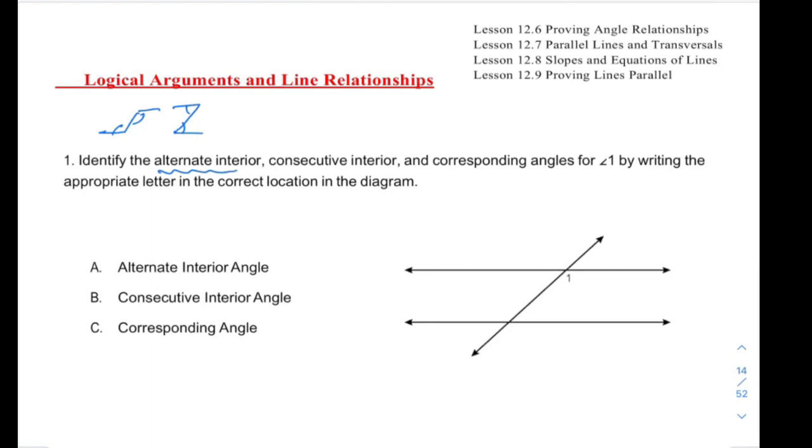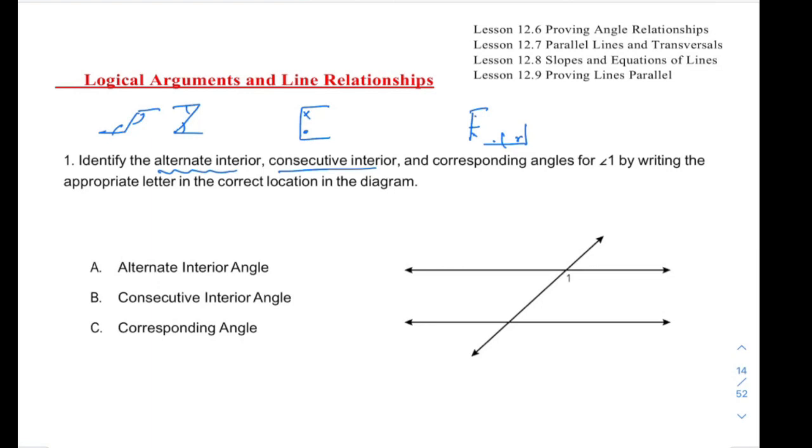Alternate interior angles means both angles will be interior, and each angle will be on a different side of the transversal. Consecutive interior looks like letter C or U, you can say, and corresponding angles look like letter F, also can be upside down F. One interior, one exterior, and both of them on the same side. The last one, which is not mentioned here, is alternate exterior. For alternate exterior, you couldn't actually find a letter similar to it.